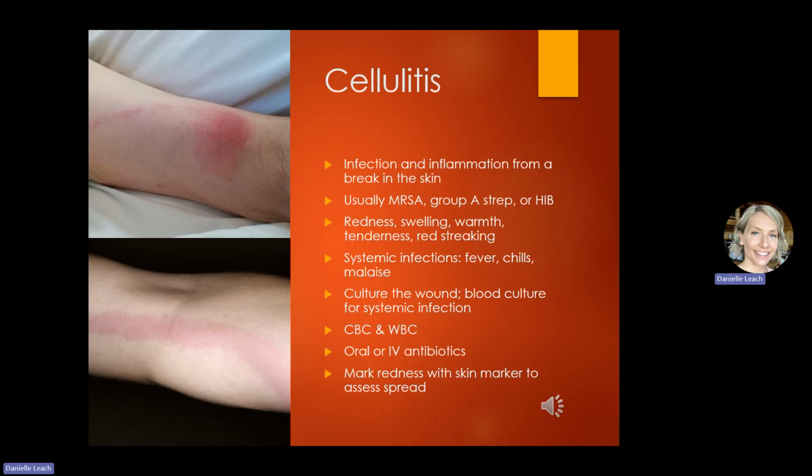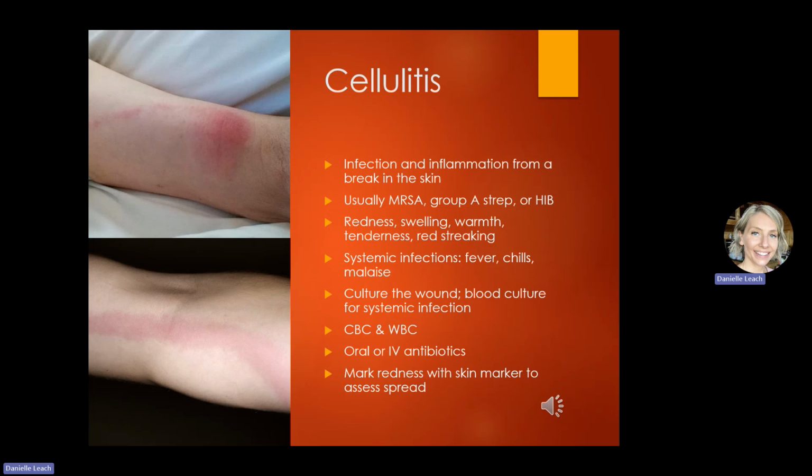Cellulitis is an infection and inflammation from some sort of break in the skin, usually caused by Staph aureus, MRSA, or even Hib. It can be other things also, but these are just the most common ones. So on the skin, there's going to be redness, swelling, warmth, tenderness, and sometimes red streaking, as you can see in these photos. The red streaking is actually where it's going along the lymphatic vessel.